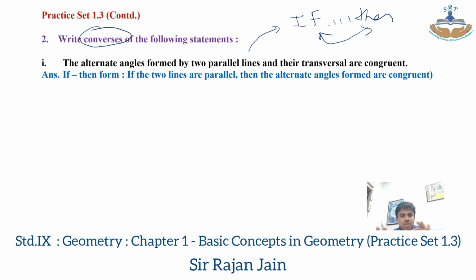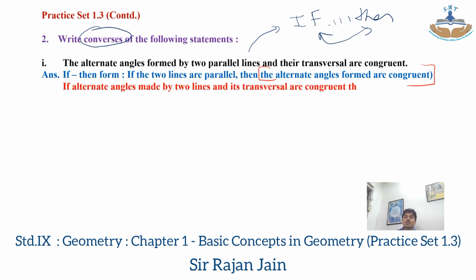So the conditional form of the given statement will be: if two lines are parallel, then the alternate angles formed are congruent. Now the portion after "then" will come first in my converse. So I'll say, if the alternate angles formed by two lines and their transversal are congruent, then the lines are parallel. Please do not write parallel lines in the first half. That word parallel should come in the second half. What is in the first half here will come in the second half in the converse.